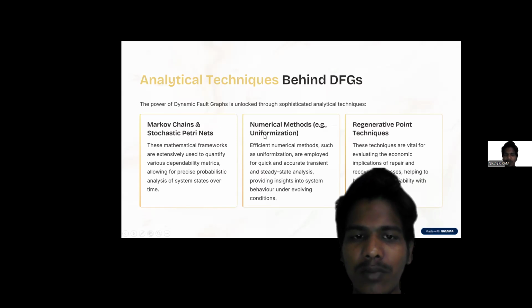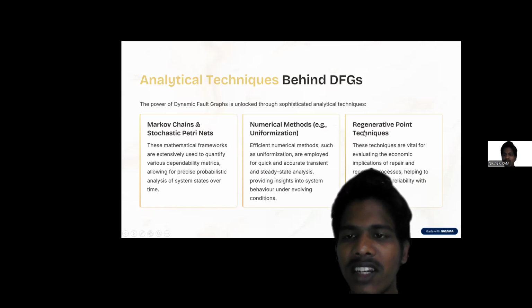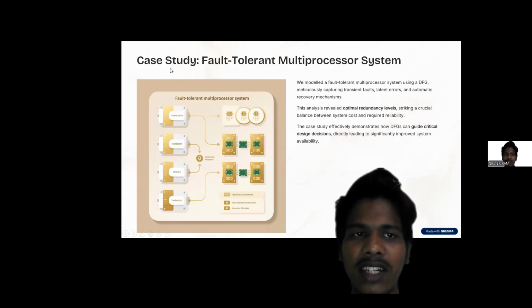Numeric methods. Example: uniformization. Efficient numerical methods such as uniformization are employed for quick and accurate transient and steady state analysis, providing insights into system behavior under evolving conditions. And next, the regenerative point techniques. These techniques are vital for evaluating the economic implications of repair and recovery processes, helping to balance system reliability with operational costs.